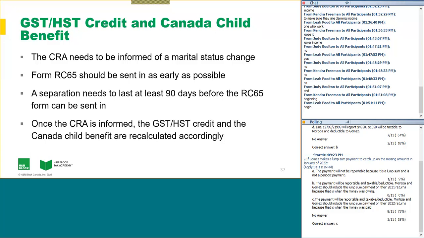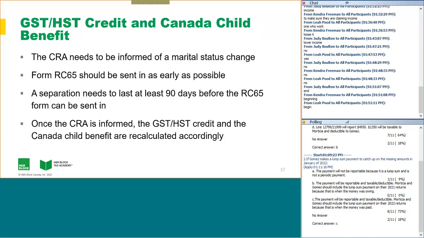The GST credit and Canada child benefit will be recalculated according to what you tell them about custody. So after separation, if it's just spouse, then they'll recalculate it based on your income and they don't need any other information. But if you have children, then they're also going to want to know who has custody of the children, and you'll have to send them any agreements you have about that. If you don't have an agreement in writing, you have to give them some kind of evidence.